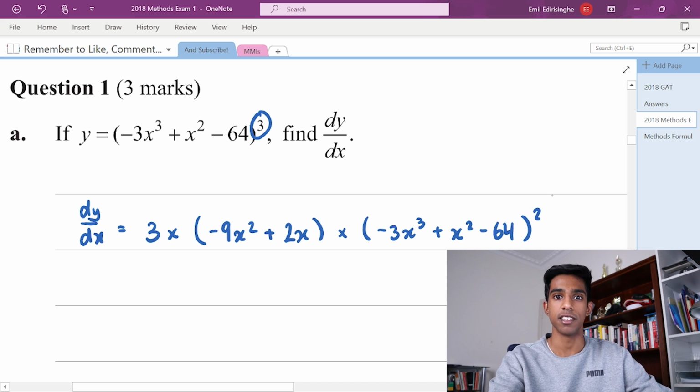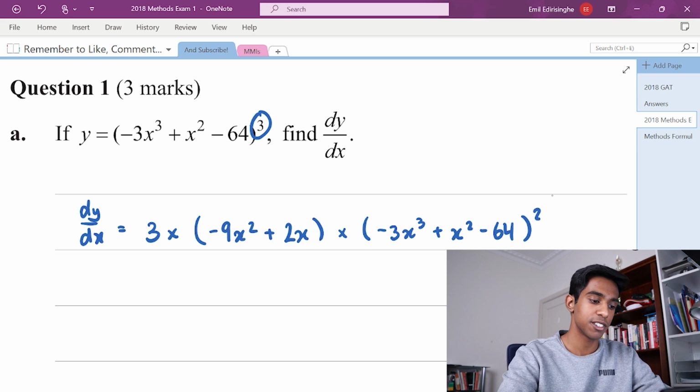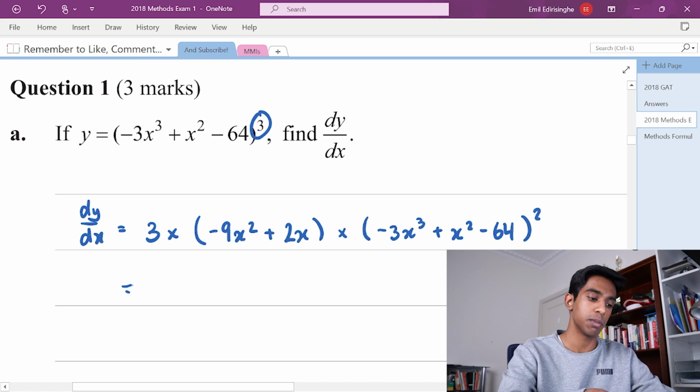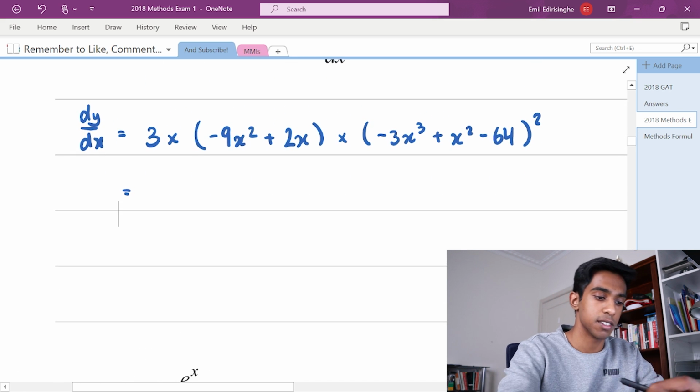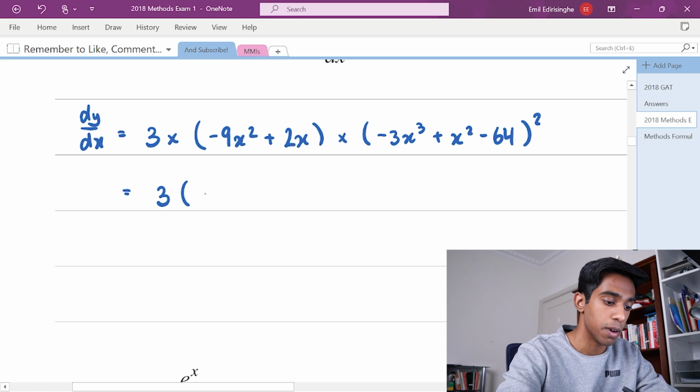And this is essentially your answer. I'm not going to write too much more than this. I might just remove the multiplication signs, and there's no point wasting any time trying to expand this because it's only worth 1 mark.